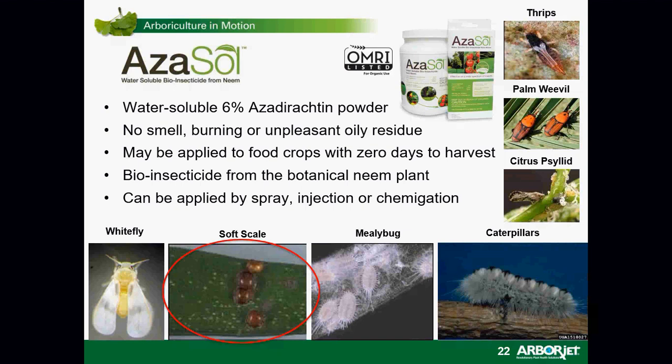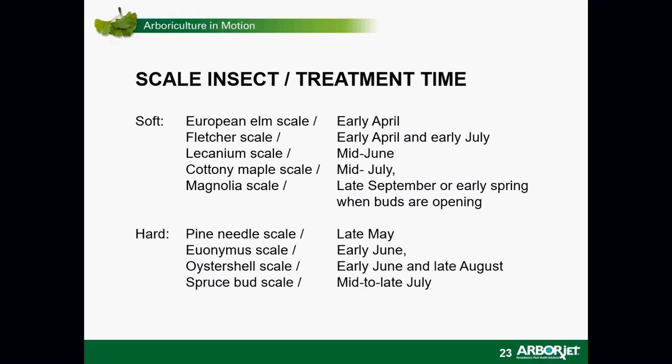This provides a list of times that should be considered when trying to treat for some of these different soft and hard scales. These periods are to target the crawler stage. So European elm scale, you should be treating in early April. And then, of course, you can see the other scales may vary depending on when the crawlers are present.